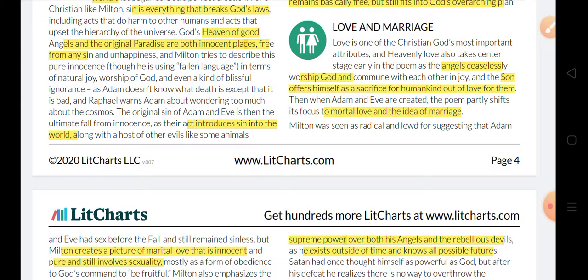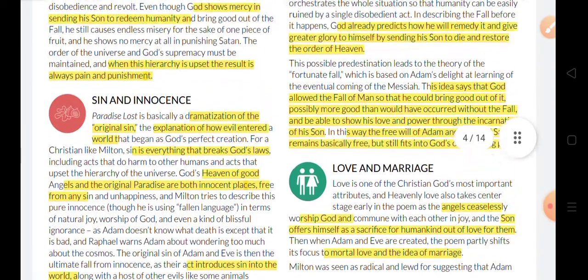And then we'll see that the original sin of Adam and Eve is the ultimate fall from innocence, and their act introduced sin into this world.